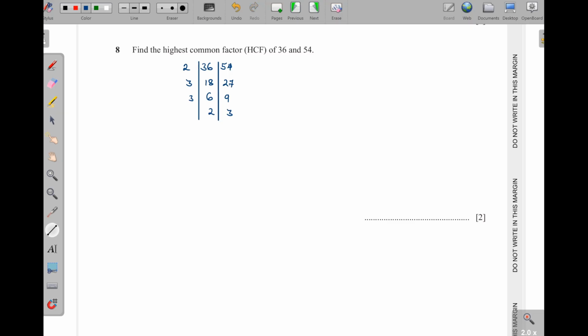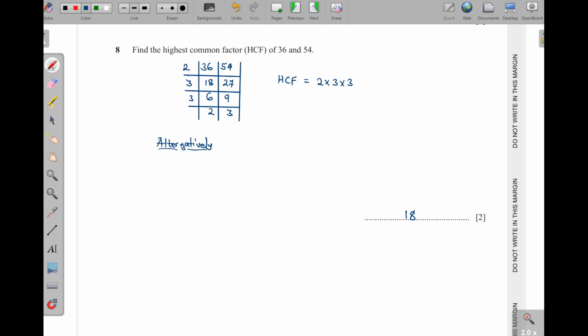Then after that, to get the highest common factor, we just multiply all of these numbers that have divided these numbers, okay? So highest common factor is going to be equal to 2 times 3 times 3. 2 times 3, that is a 6. 6 times 3, that is 18, okay? Alternatively, you can find all the factors of those numbers, okay?